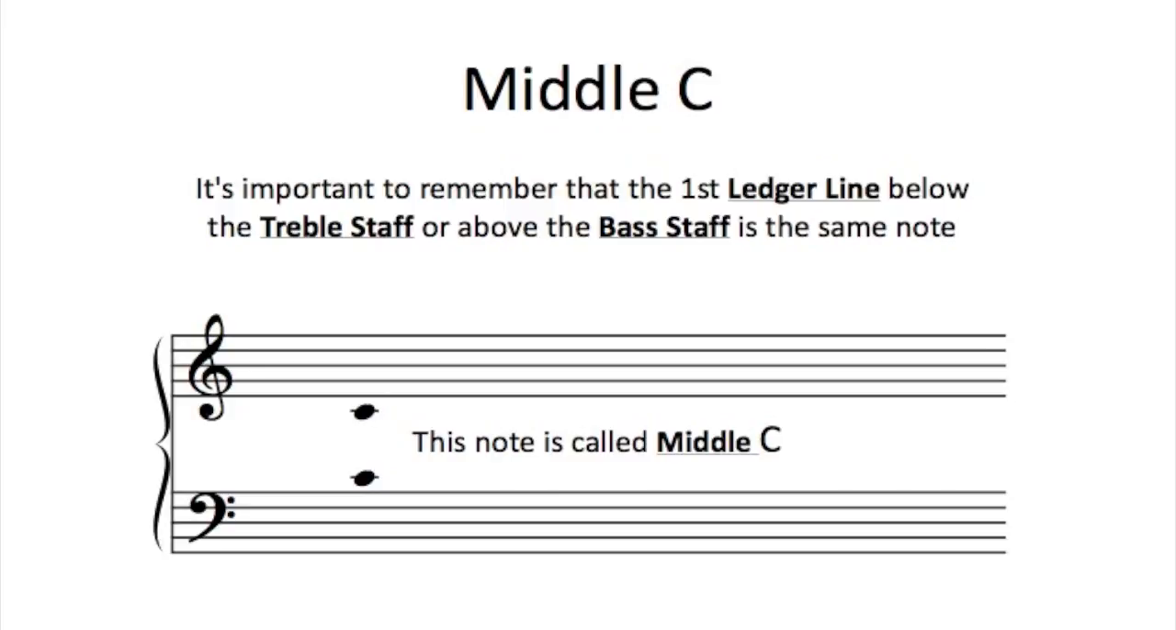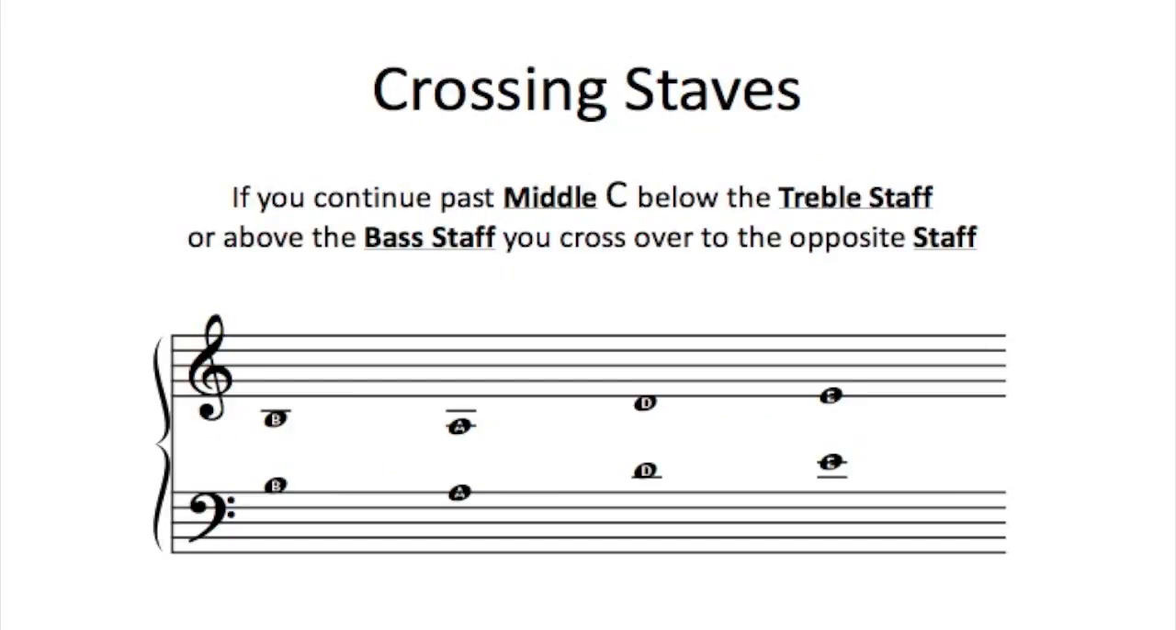Once you continue past middle C, you will end up on the opposite staff. Both of these B notes would be the same sound. Again, if you were playing a piano or a keyboard, it would be the same key on the keyboard. Because of this, there could be two correct ways to accurately write notes on the grand staff.